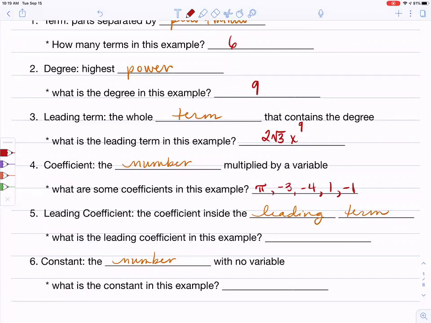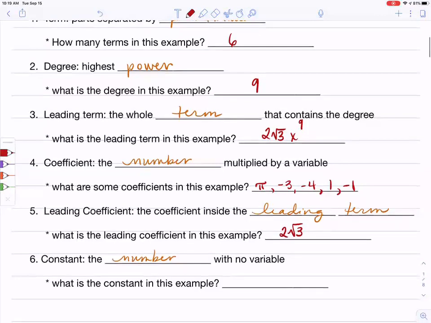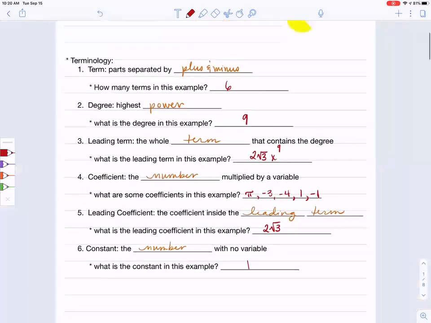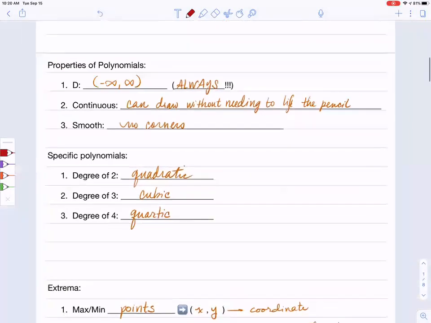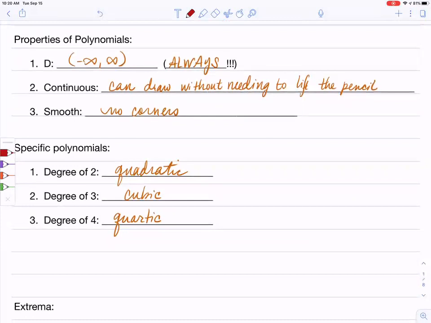Number 5. What is the leading coefficient? So I had leading term. I'm not asking about the leading term now. I'm asking about the leading coefficient. 2 square root of 3. 2 root 3. Good. And then last but not least, what's the constant? 1. So all of those questions, all of those examples could get you embedded question bonus points, just by filling that out.